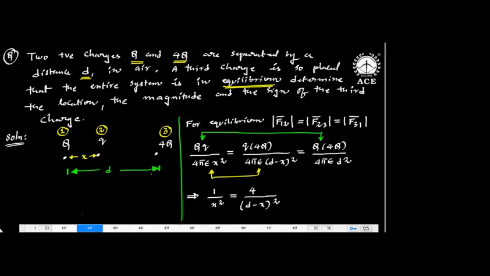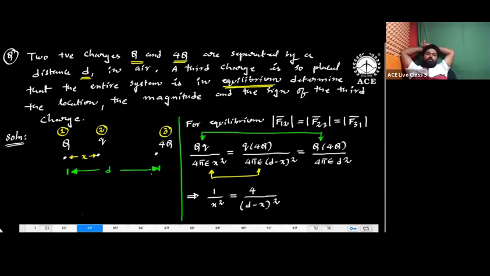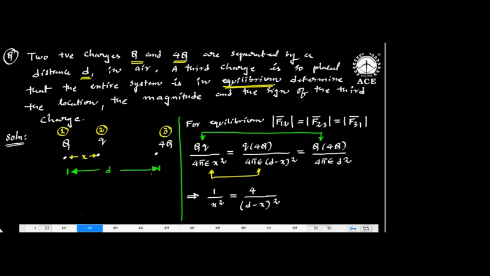Sir, can we decide from here that F31 magnitude will be equal? All three forces will be equal. Can we decide from here that Q and 4Q have opposite forces, and that Q will be negative so that it will attract? Yes. Okay. Can we decide that concept somewhere?